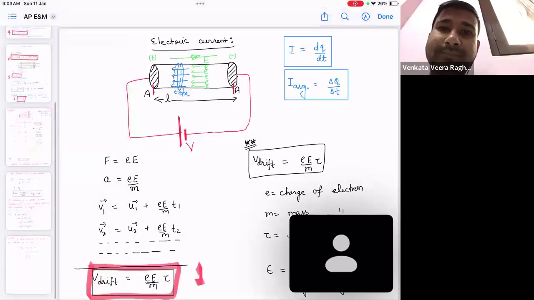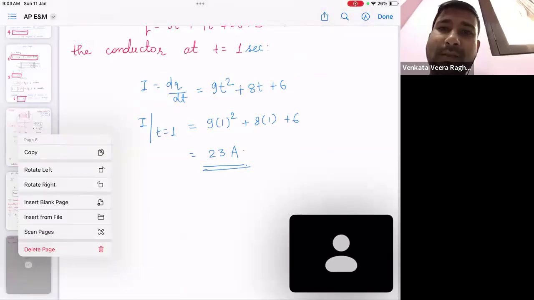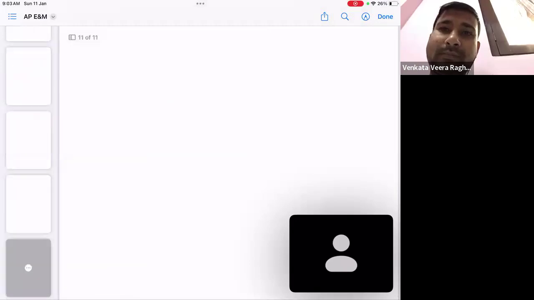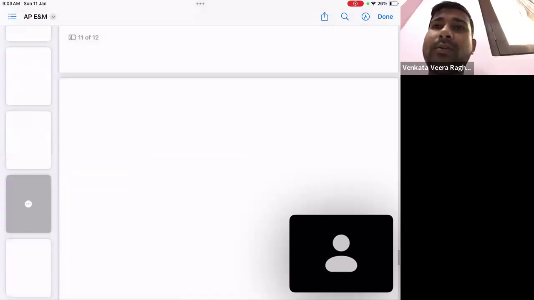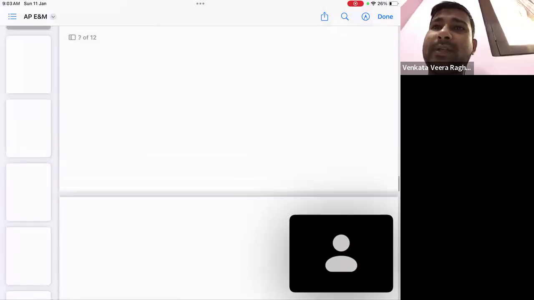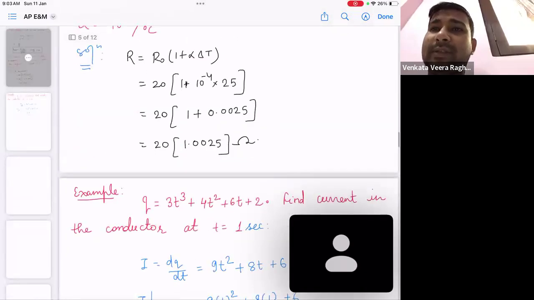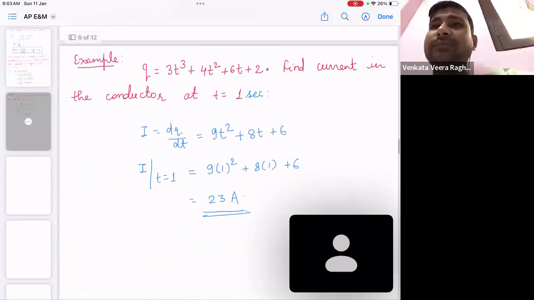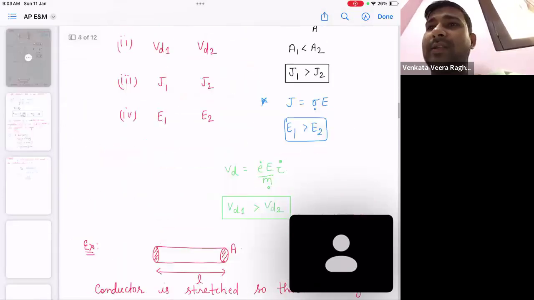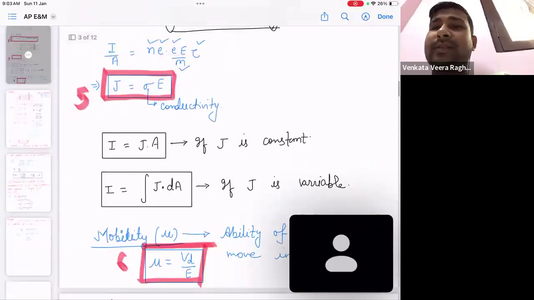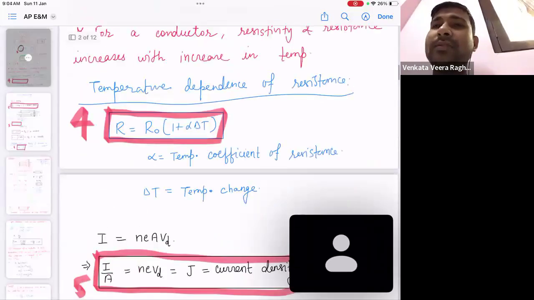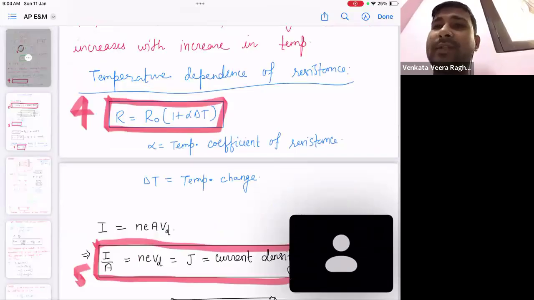Right. So we were in this electric current part. In the electric current, we have learned about the different properties, isn't it? What are the factors on which the current is depending? These are the things we have discussed in our yesterday's class. Current density, how do we find out the current density? And what are the factors on which the resistance depends?